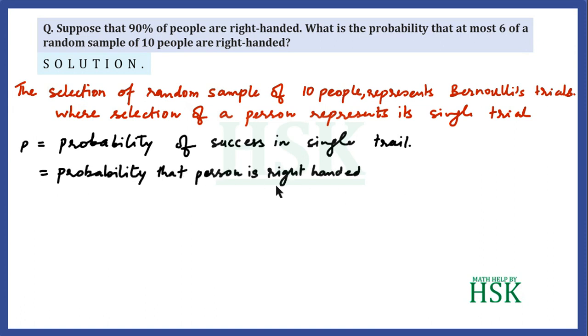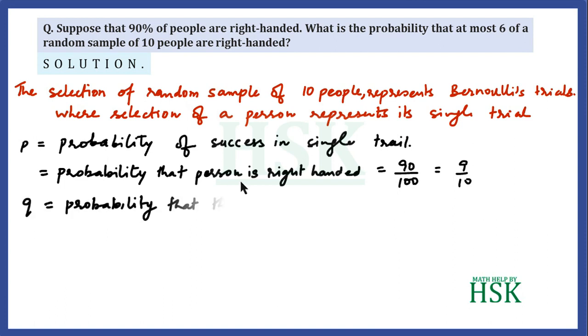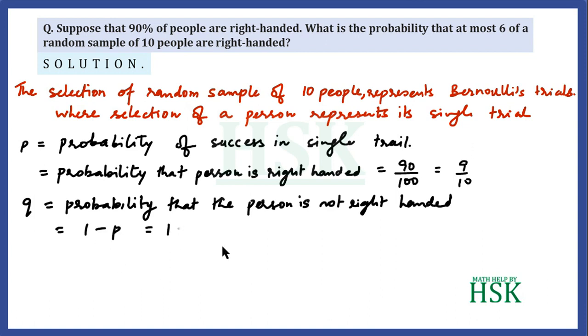So the probability of success in a single trial would be the probability of selecting a right-handed person, and this would be equal to 90 upon 100 or 9 upon 10, because 90% means 90 upon 100. And Q, the probability that the person is not right-handed, would be equal to 1 minus P, or 1 minus 9 upon 10, or 1 upon 10.